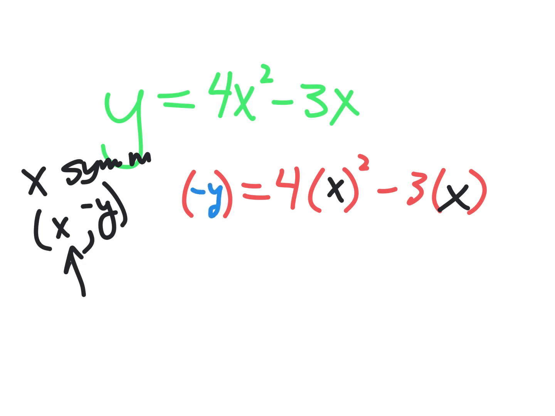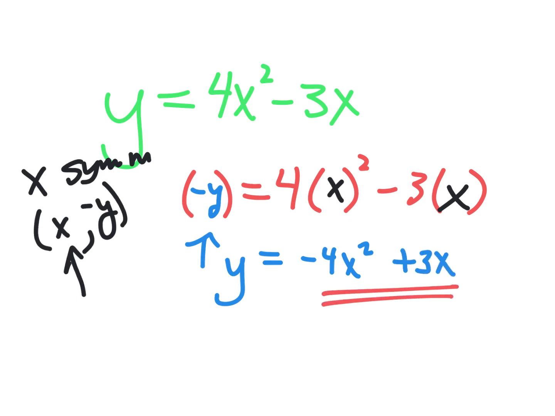I can tell right now, can't you, that this thing is not going to be the same, because I'm going to have to get that negative off the y. I'm going to divide everything by a negative. It's going to definitely be different. But if I skip this part and just move on to the next one, you didn't show me enough work. You got to show what it looks like when it's solved for y: negative 4x squared plus 3x. I'd be looking for that. If that isn't there, you wouldn't get credit for having checked x symmetry properly.